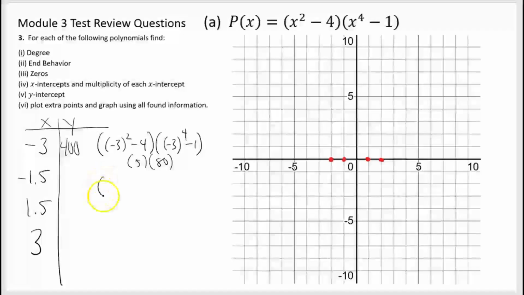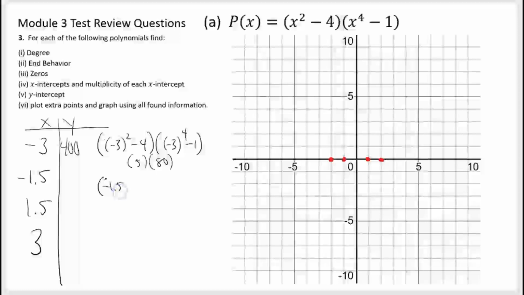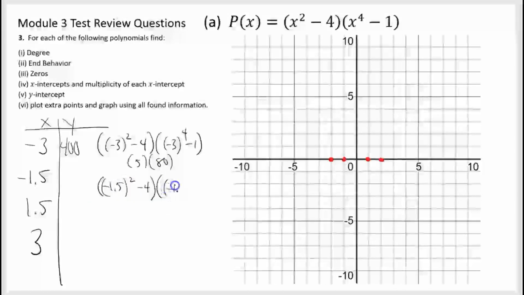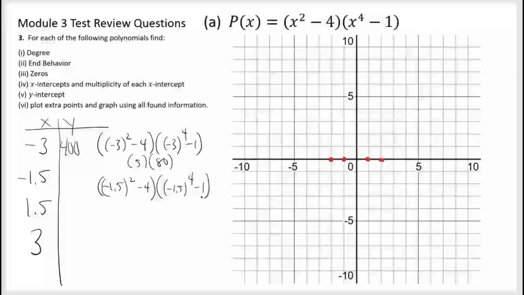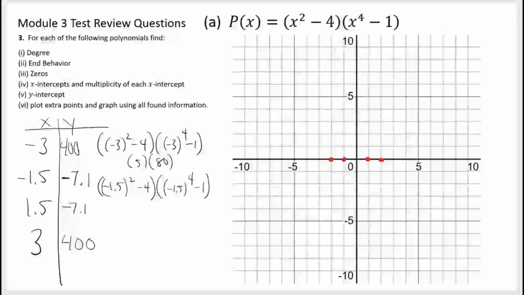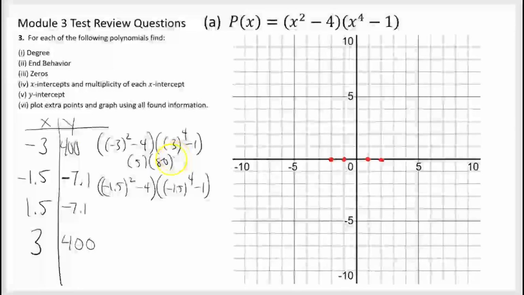So here I'm going to plug in -1.5. Remember, I got to square it, subtract 4, and then -1.5, I got to fourth it, and -1. And this isn't the easiest problem in the world to do, but y'all, you know how to plug stuff in your calculator. So you know what I'm going to do? I'm going to pause the video, plug all this stuff in my calculator, and come back, and we'll plot these points.